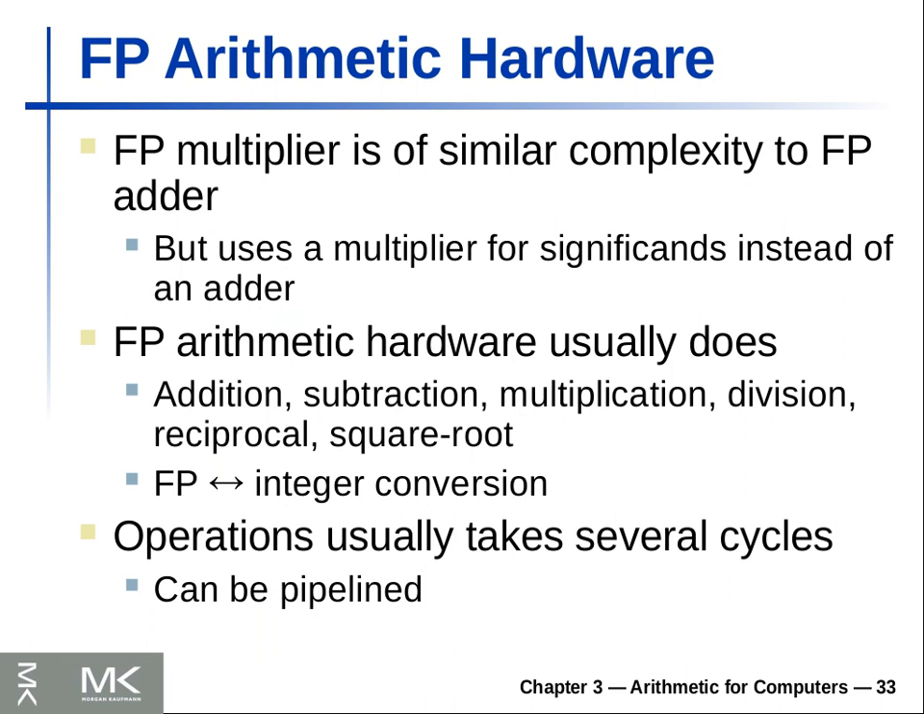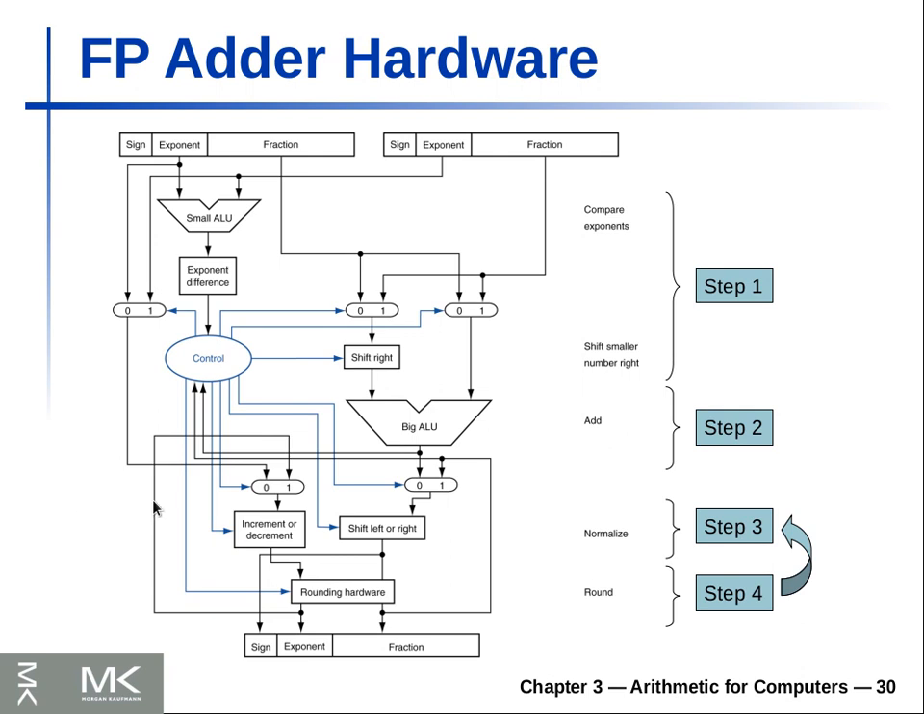All right, how about the multiplier? Who's ready for multiplying? No big deal. It's similar in complexity to the FP adder, but uses a multiplier for significands instead of an adder. You have a multiplier over here, and then your rounding and normalizing hardware is more complex because things can shift a lot more.